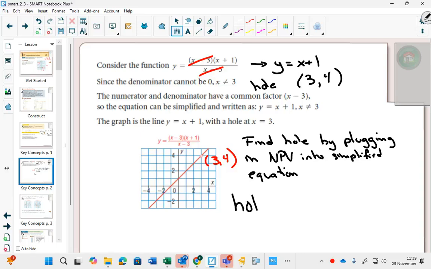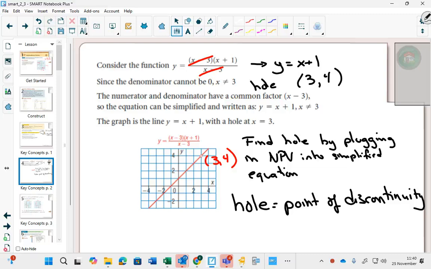And I always write hole. See if you can figure out why. You could also call it a point of discontinuity. Anybody guess why I like to write hole? It's easier and shorter. Yeah, I don't like so many letters. But if on the exam they have point of discontinuity, I don't want you to freak out. Like, what is that? That's just a hole.